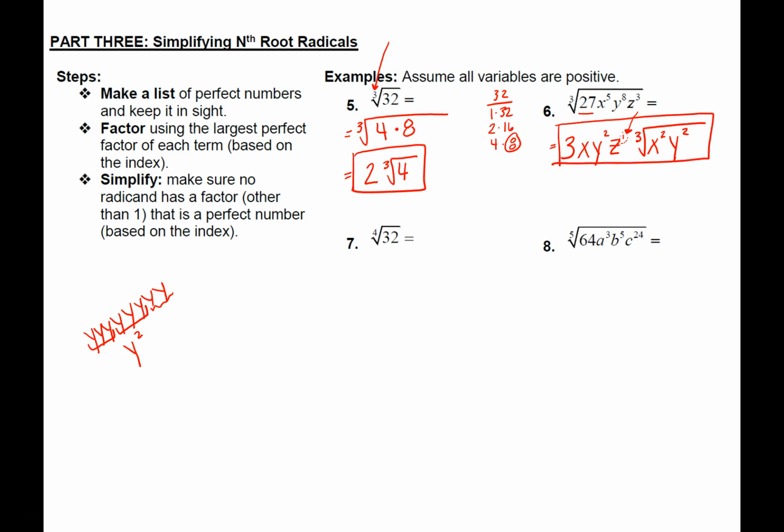All right, let's do one more. This time, though, it's a 4th root. So we're looking for something to the 4th power when we look at our list of perfect numbers. There are no variables, so we don't have to worry about that. All right, so let's go.